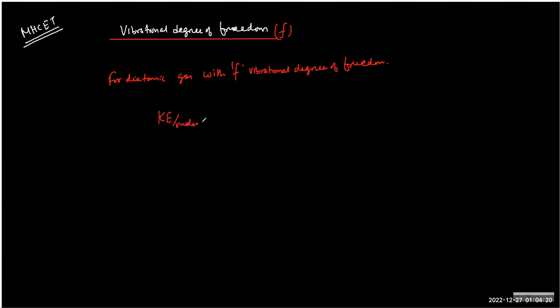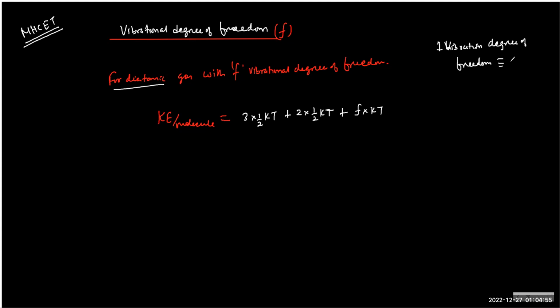Per molecule, there is a small change here, which you have to be very careful about. For diatomic, we know we have 3 translational, so 3 into half kT translational, 2 into half kT rotational, correct? But F into kT vibrational, because one vibrational degree of freedom is equivalent to kT energy.